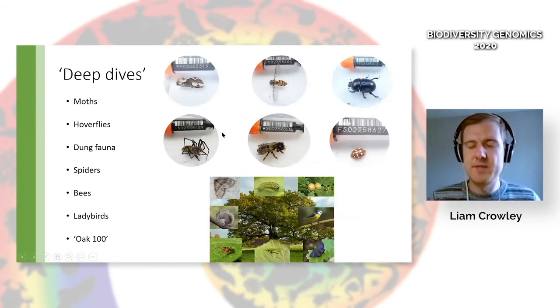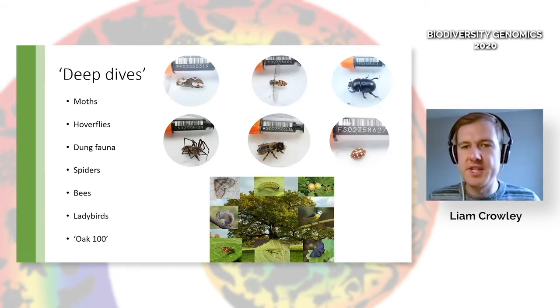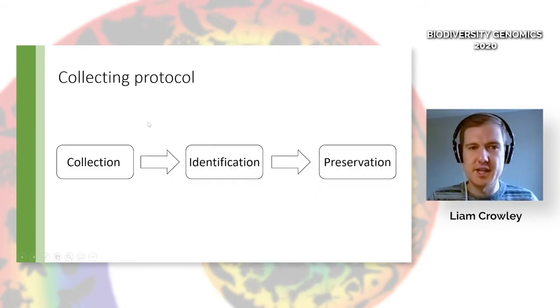Of the species that are identified, the particular groups for our deep dives are largely based around either a taxonomic group, so for example, the moths and the hoverflies, or around an ecological community such as the dung fauna or the oak 100, which are 100 key species associated with oak trees. So these are just some of the deep dives which we've started so far.